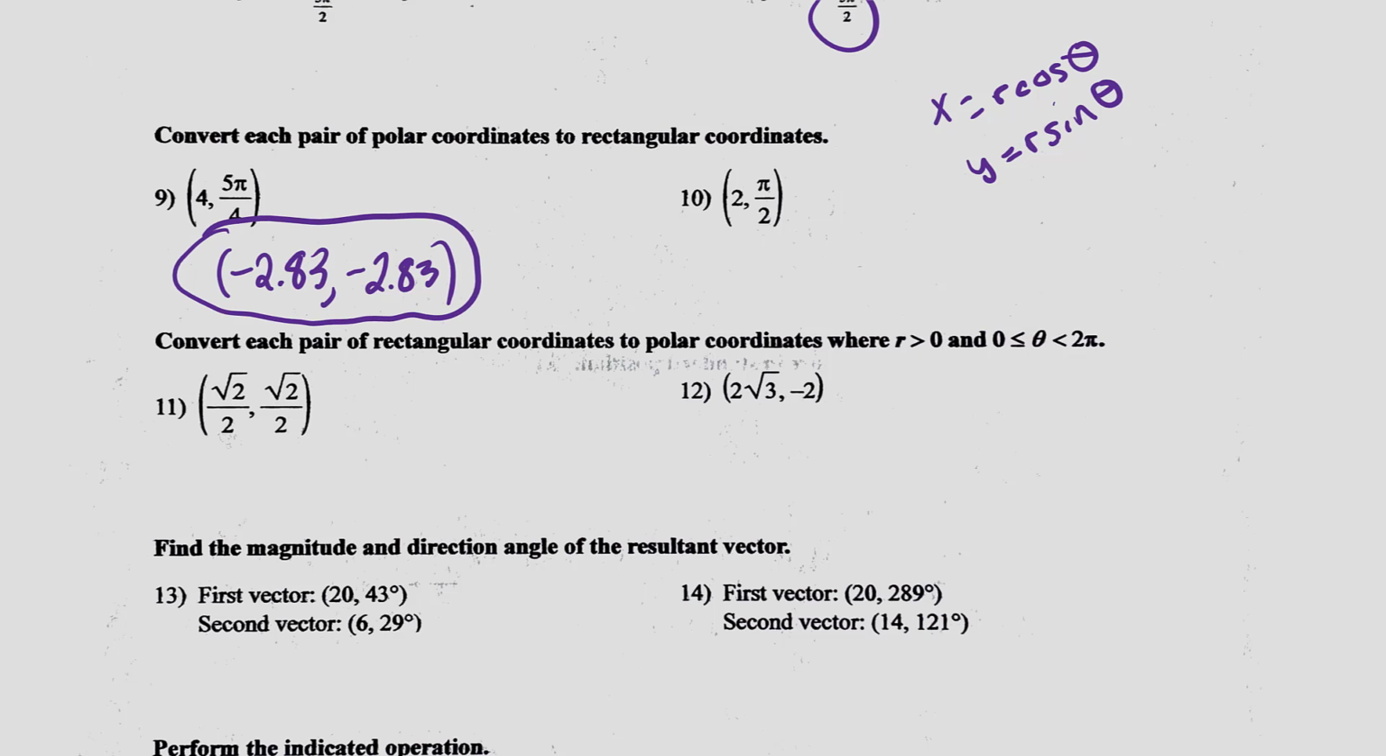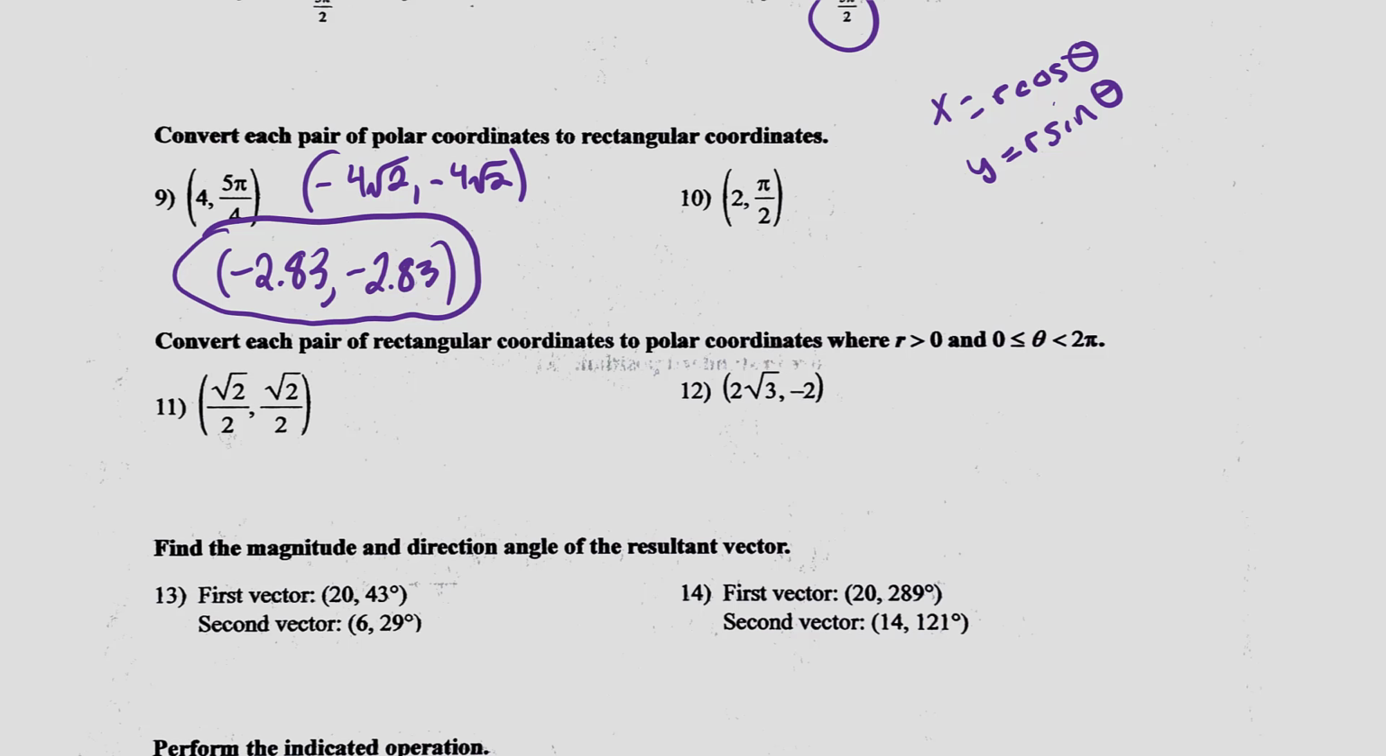If we did a special right triangle, I think we'd get square root of 2 over 2. No. Something times square root of 2 over 2, because square root of 2 over 2 is not negative 2.83. Oh well. 4? Maybe. Yeah. Good job.